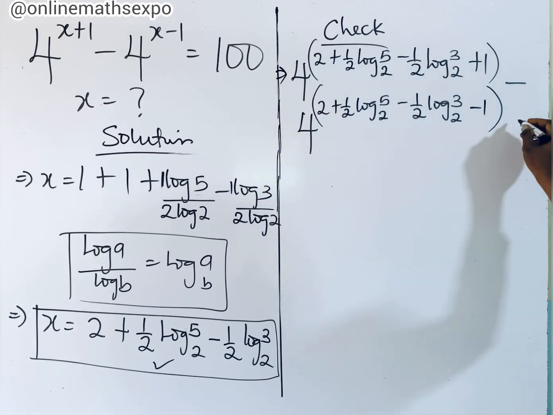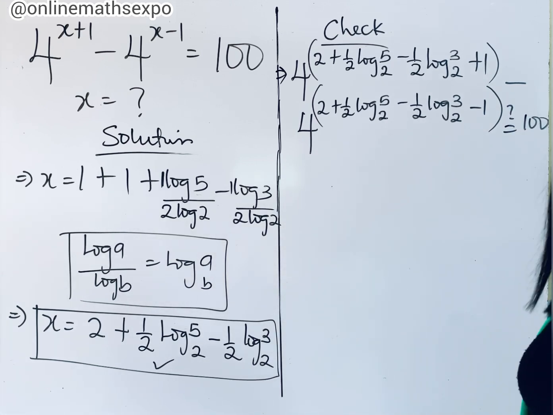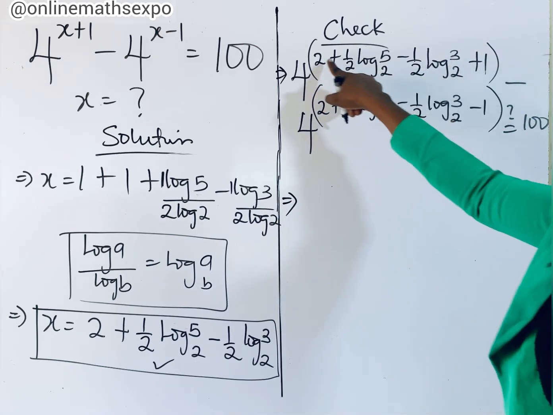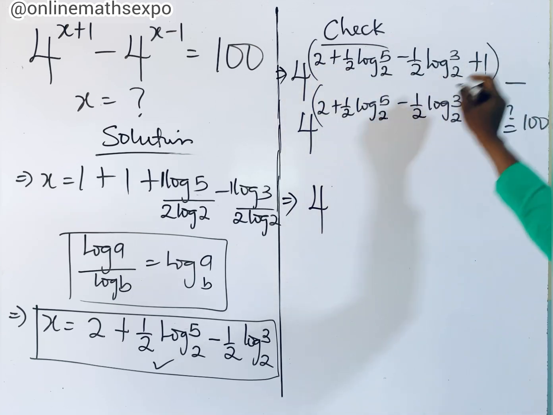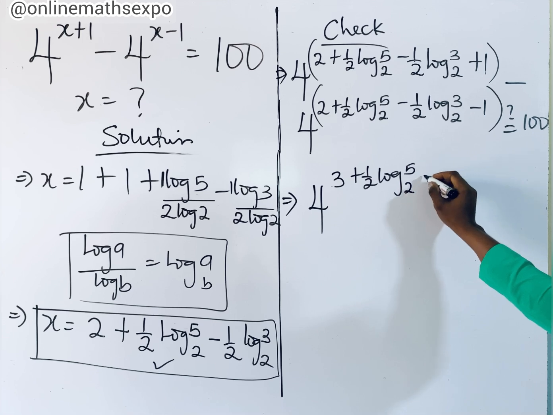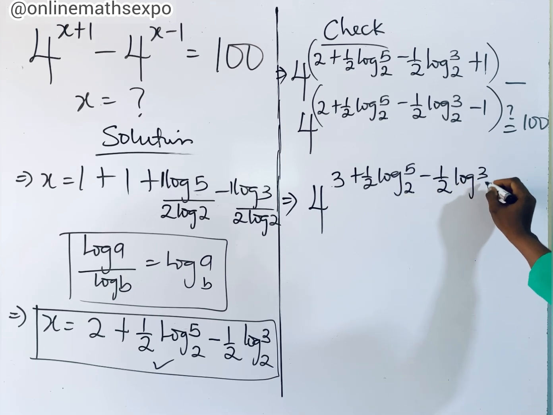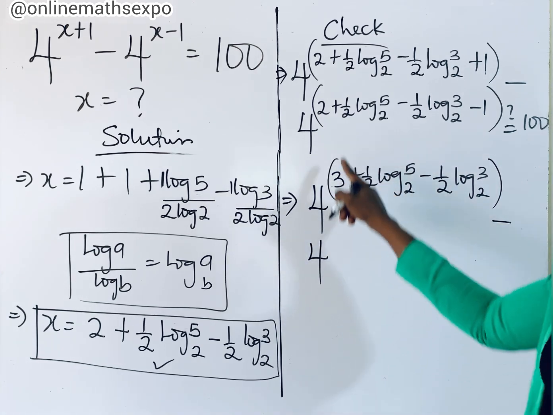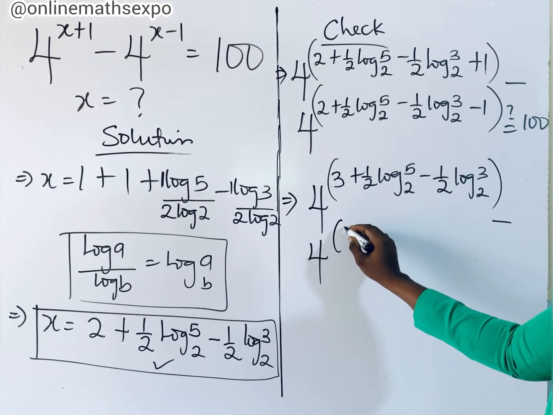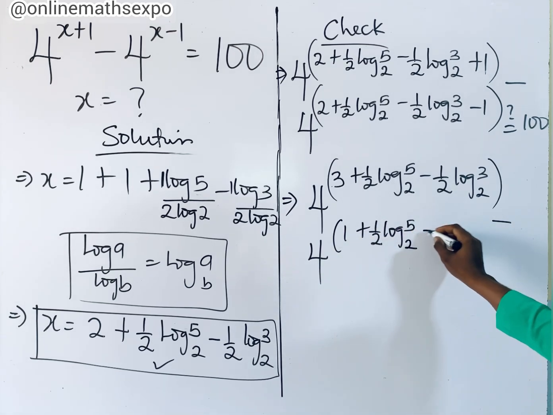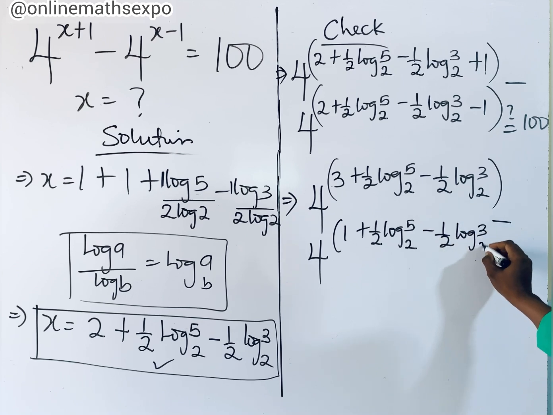So let's see if this gives us 100. It's going to be amazing. So what do we do? Where do we start from? Let's add the numerators, these two, because they are constant. So we have 4 added to 3... okay, plus half log 5 base 2 minus half log 3 base 2. Then we have minus 4 to the power of 2 minus 1, which is 1. So we have 1 plus half log 5 base 2, minus half log 3 base 2.